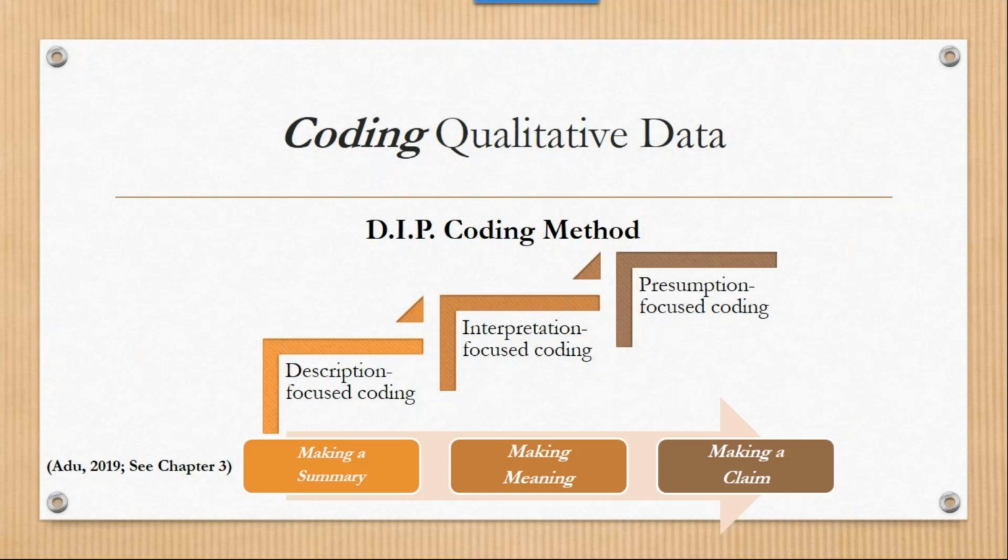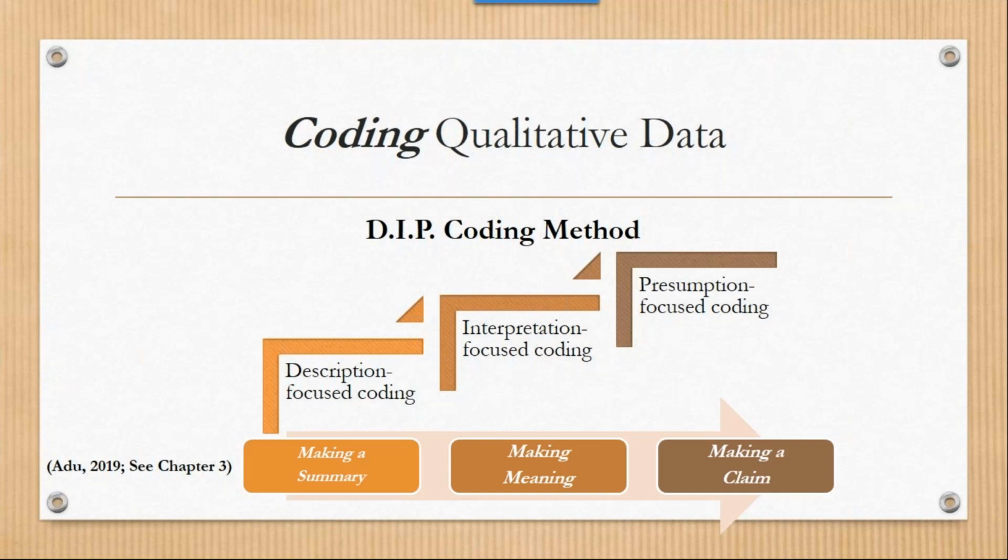And the last approach that you could use, especially when you are developing a theory, is presumption focused coding. Based on evidence, you develop a claim, right? You develop a conclusion based on what you have found in the data. Those conclusions will be called codes, and the significant information that you found in the data is evidence. So you look through the evidence in the data and then make your own conclusion, but it should be supported by the evidence that you have identified in the data.